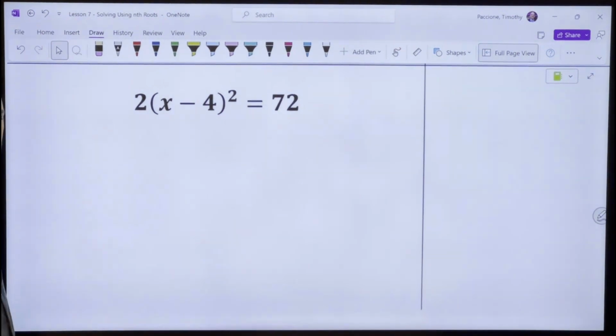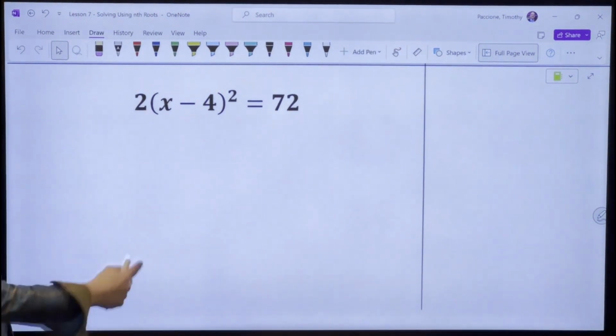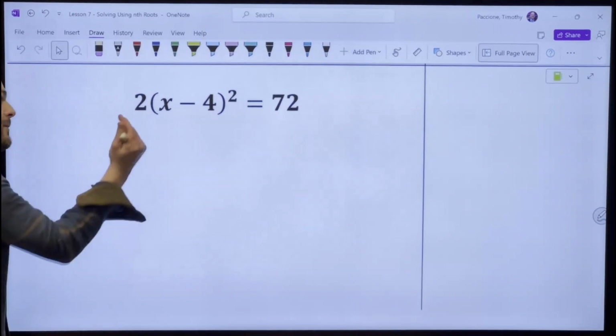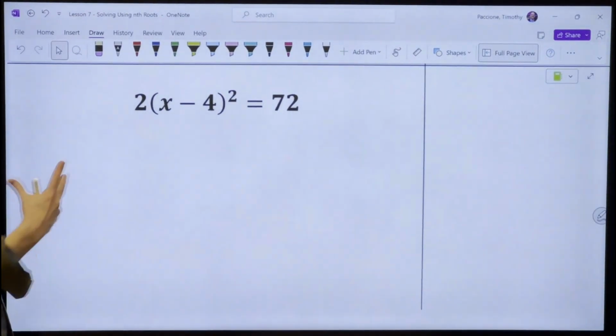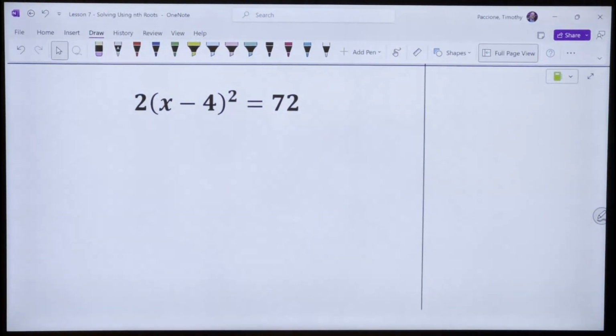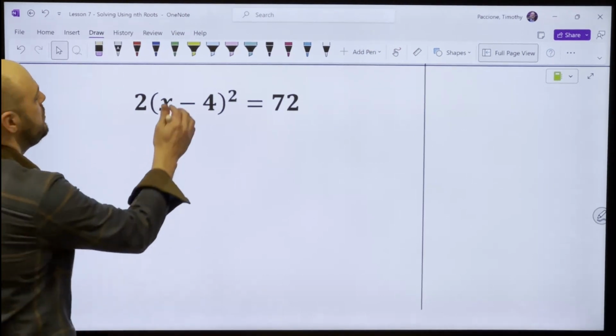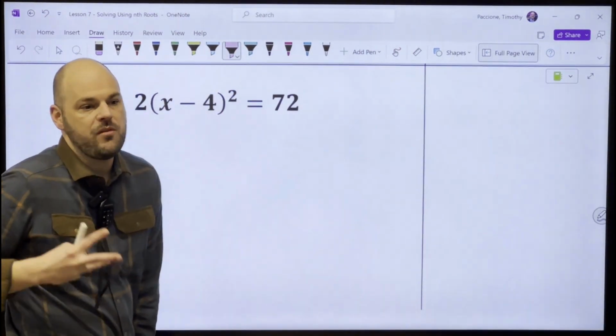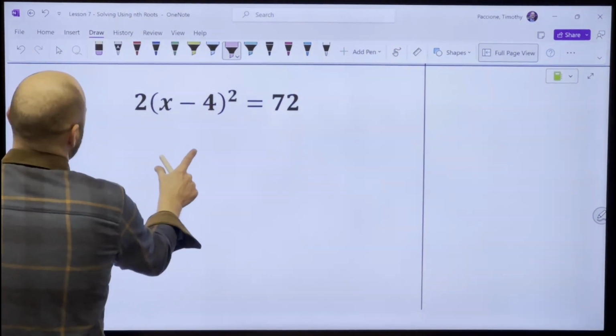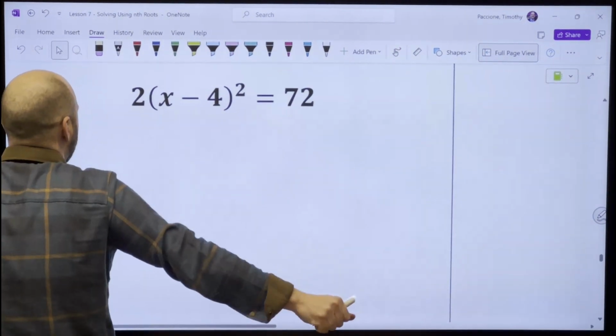Just plug stuff in and try to find something that makes it true, right? Let me try 5. Let me try 6. Let me try 10, right? So you always have that in your back pocket, and I don't want you to forget that. I'm going to give you strategies all the time, but don't forget what you're trying to do so that if it comes up, you have a backup plan, okay? All right, now let's go with the actual strategy.